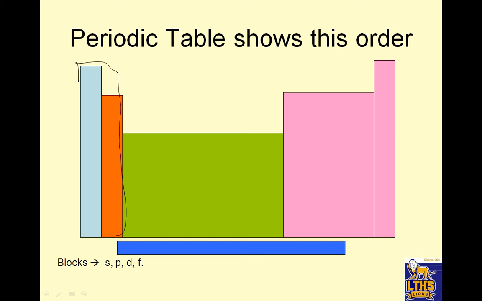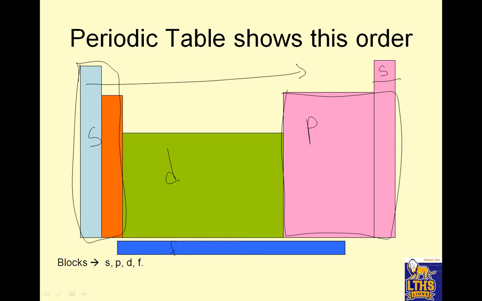So there are blocks in here. This is the S block. This guy up here is an S too. Then we have P. Are you drawing a periodic table? Are you looking at a periodic table and labeling this part? Good. D and F. So the periodic table helps us figure out this order. Okay?